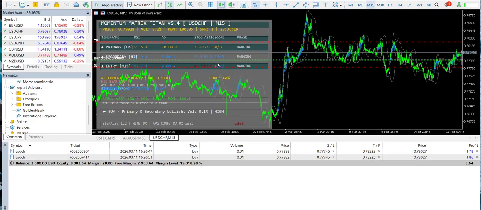Which means these two are in alignment except the primary time frame, which means you have to wait, because if all the time frames in the matrices are showing blue, it means it is ready to enter, you are ready to buy.